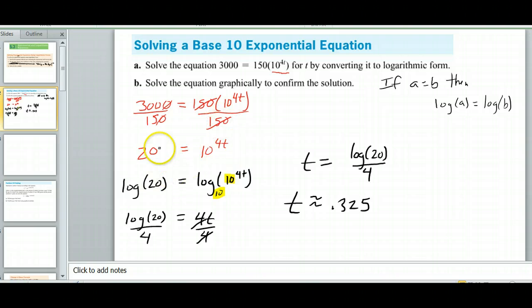You can do this bringing in the logs to get rid of an exponential base, and that brings the t that was in the exponent down to where it's now just multiplication. So this is how we're going to get exponents that are the variable down on the same level with the other numbers to where we're able to solve for them.